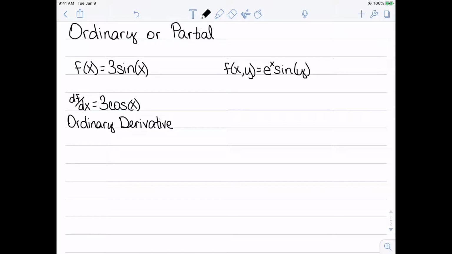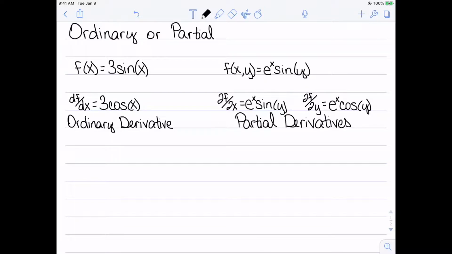For the equation on the right, I can take two different derivatives. I can take the derivative with respect to x or the derivative with respect to y. So the derivative with respect to x would be e to the x sine y. The derivative with respect to y is e to the x cosine y. And these are known as partial derivatives. So essentially, ordinary derivatives deal with functions that rely on a single variable. It's the kind of thing that we learn in Calculus 1. Partial derivatives are going to be the derivatives of functions with multiple variables, which is more like what we're dealing with in Calc 3.